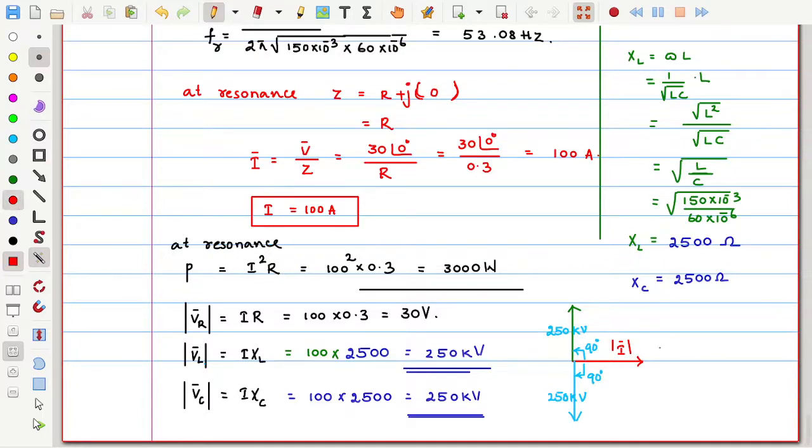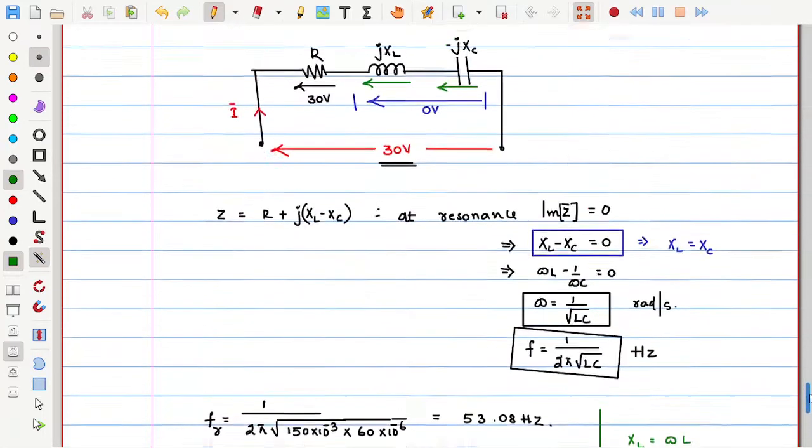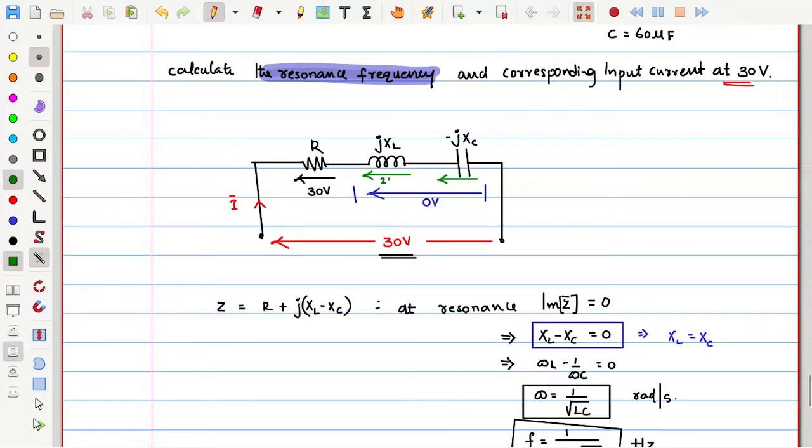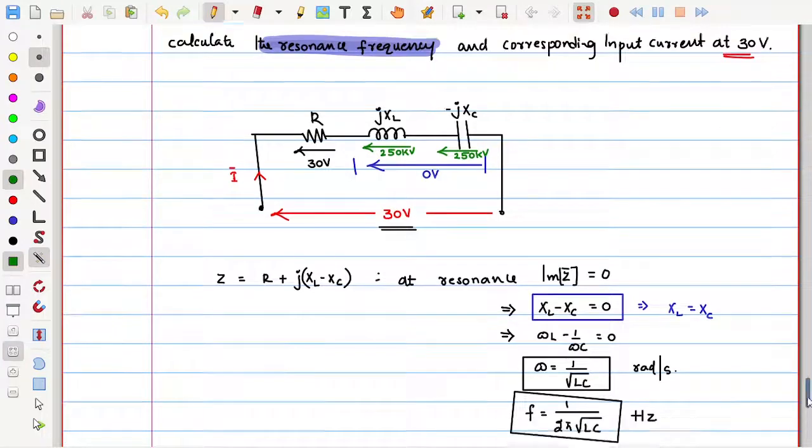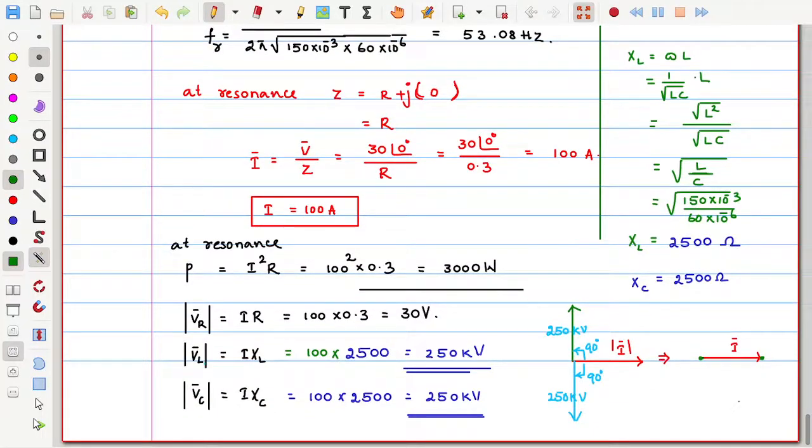So how does it look like? It looks like this. Simply a current, and the total voltage is the addition of these two, which becomes 0, either here or here. So that is very important. See here, this is 250 kV, this is also 250 kV, but in the opposite direction. As a result, if we add these two voltages, I will get 0. So 0 plus 30 is what? The total voltage. Clear? So these are the extra information about this series resonance concept.